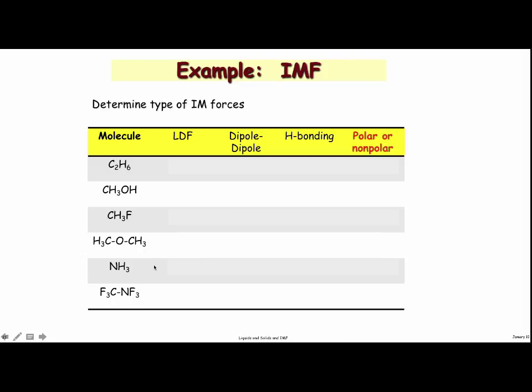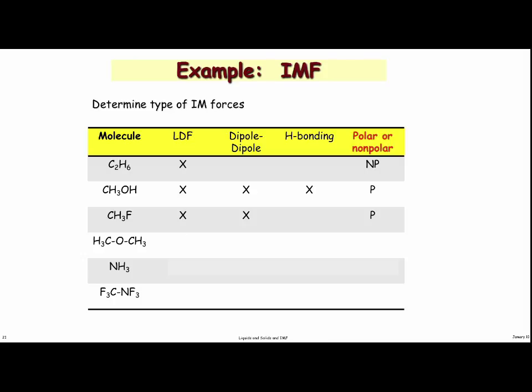So let's take a look at our answer. London dispersion force. This one has London dispersion force, dipole, hydrogen bonding, polar. This guy is also polar. It's got London dispersion force, dipole. No hydrogen bonding because the hydrogen is not bonded to fluorine. This next chemical, this is polar, it's London dispersion force.